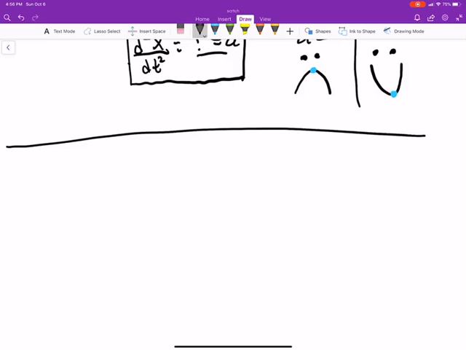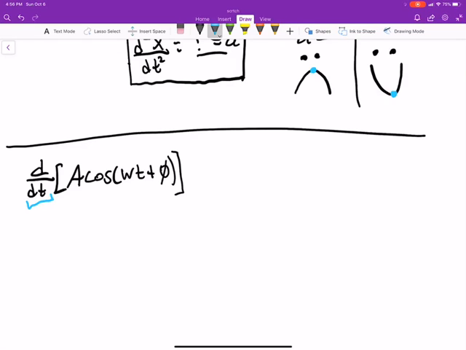Okay, let's try taking a more complicated derivative. Let's say we wanted the derivative with respect to time of a cosine of omega t plus phi. So the d by dt is telling us, this is like a command, it's like an operation. It's telling you to take the derivative. And we'll also make a note that the a, the omega, and the phi are constants. Well, the a, using linearity, that could just be factored out. That's probably the first thing I would do.